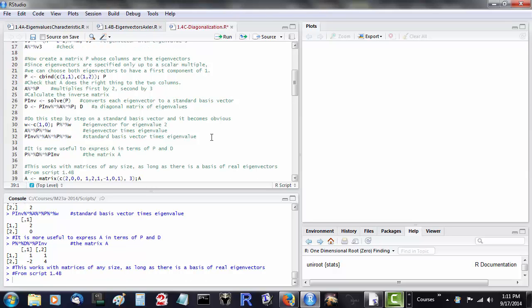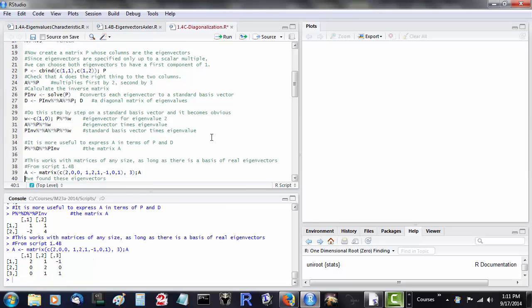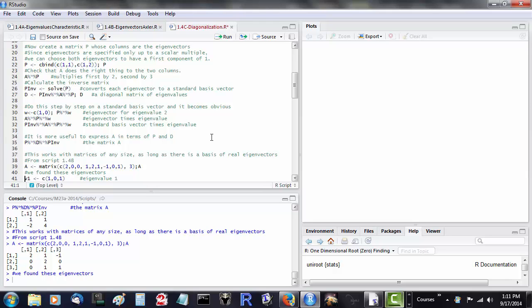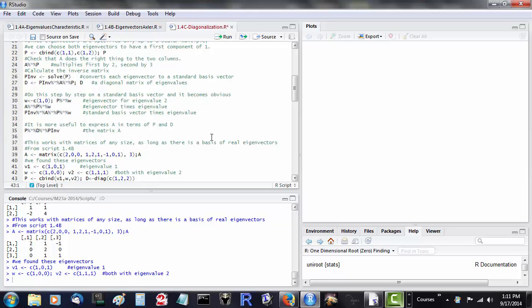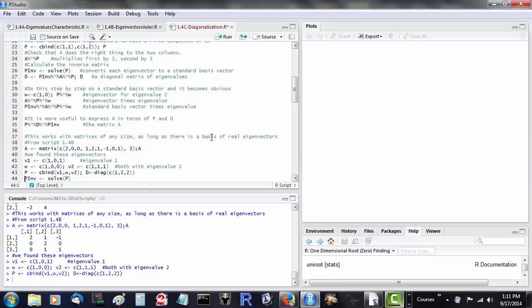So let's try it on another familiar example from the preceding script. Here is a 3 by 3 matrix for which we found a basis of eigenvectors. There was one eigenvector with eigenvalue 1, and then we found from 2 different starting points 2 independent eigenvectors with eigenvalue 2. I will put those three together into a matrix P, and I will make a diagonal matrix whose entries are the corresponding eigenvalues 1, 2, and 2.